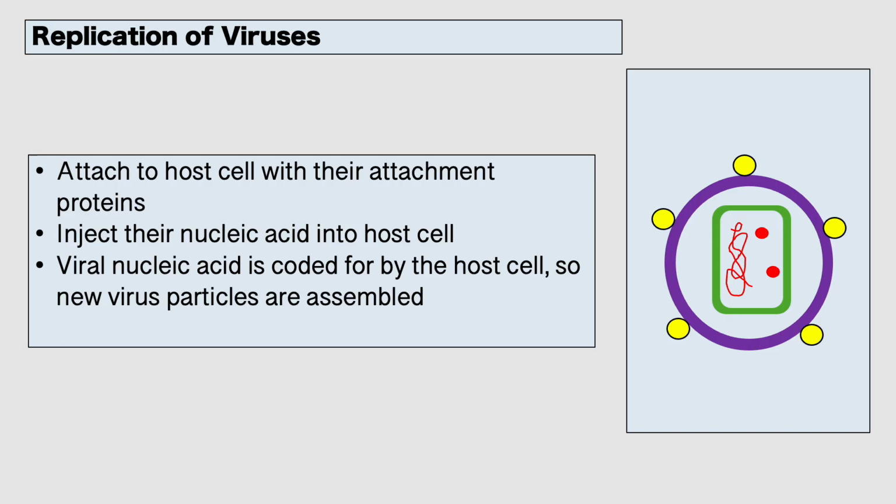Viruses replicate by first attaching to the host cell with their attachment proteins. They then inject their nucleic acid into the host cell, and the viral nucleic acid is coded for by the host cell, so the new virus particles are assembled.